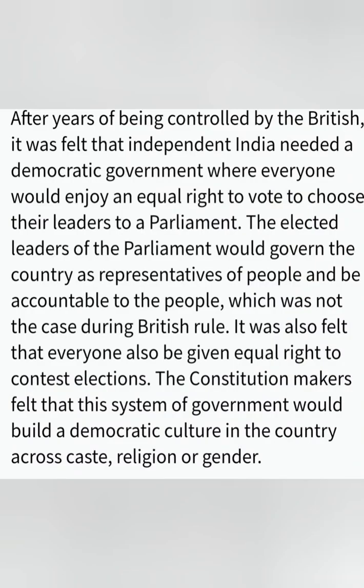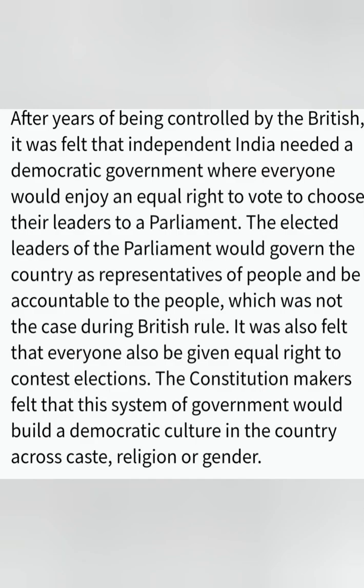After years of being controlled by the British, it was felt that independent India needed a democratic government where everyone would enjoy an equal right to vote to choose their leaders to a parliament. The elected leaders of the parliament would govern the country as representatives of the people and be accountable to the people, which was not the case during British rule. It was also felt that everyone should be given equal rights to contest elections.